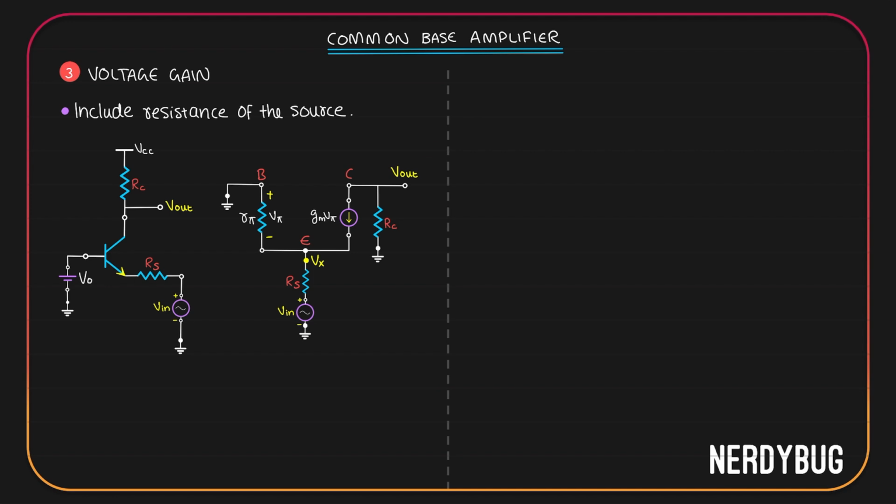We already saw that this much of this model is equivalent to a resistance 1 by Gm. So I can model this whole thing into a much simpler version like this. V input, I have it over here. In series to V input, I have Rs. In the new model also, I have the same.